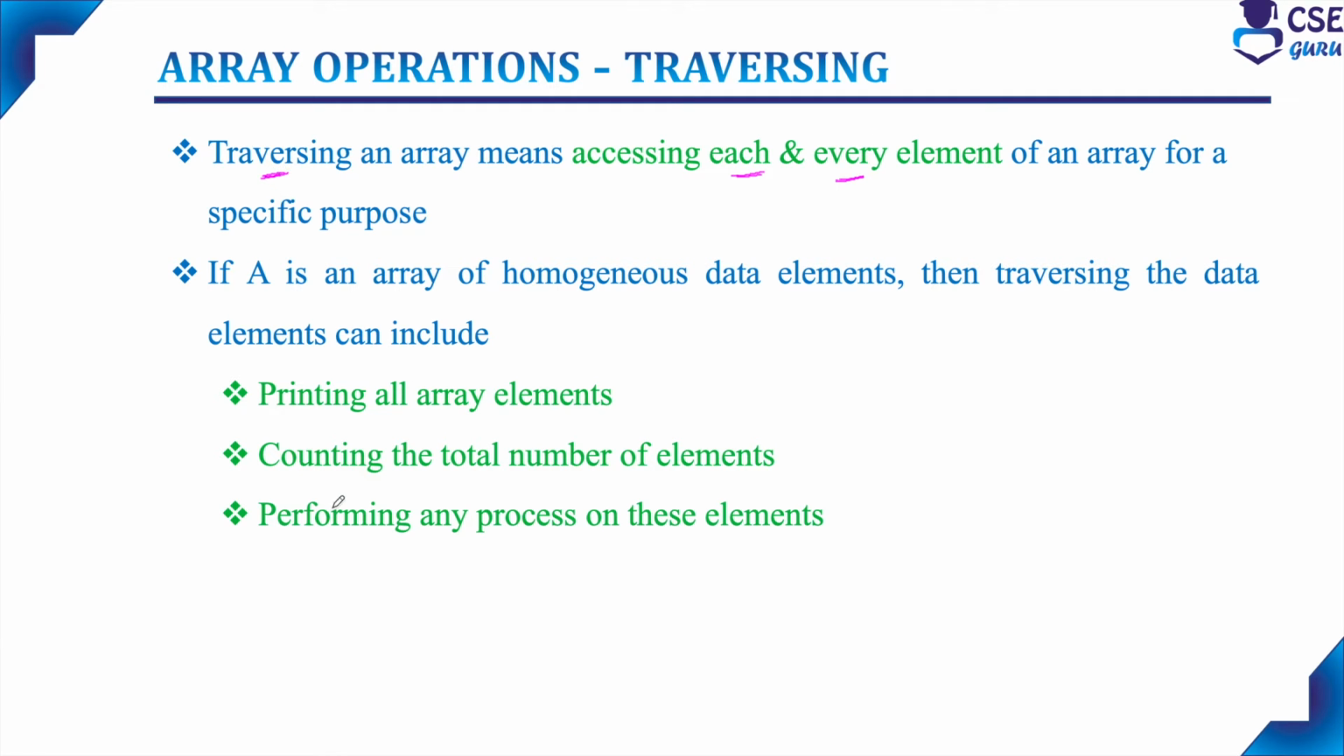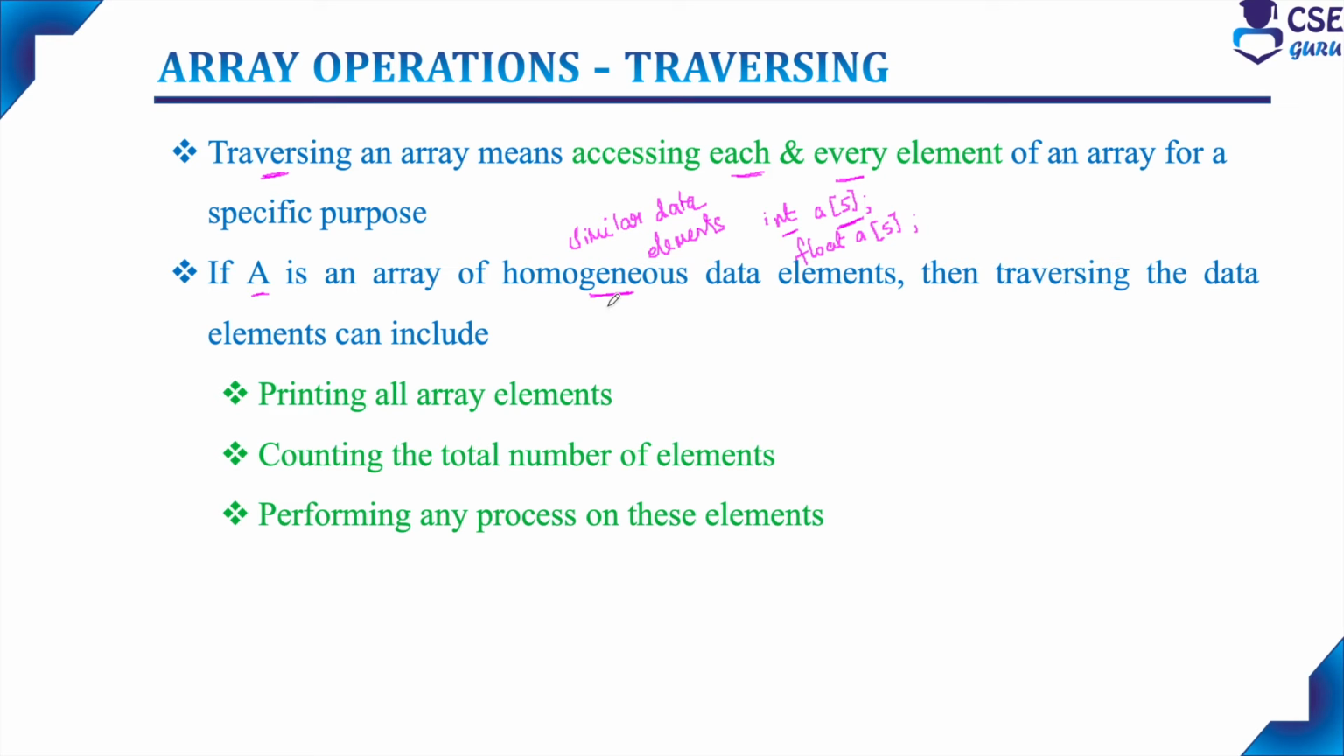Likewise, accessing each and every array location element for a specific purpose is called traversing. For example, A is an array of homogeneous elements, homogeneous meaning similar data elements. If you declare the array as int, it will store only integer data elements. If you declare float, the array will store only floating point elements, or double, only double data elements. All the elements in the complete array will be of a single data type only.